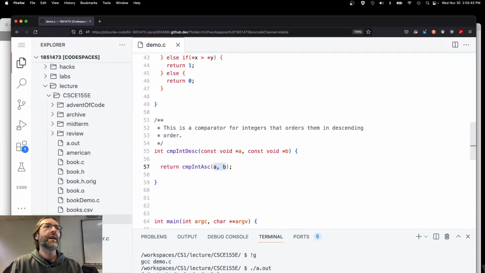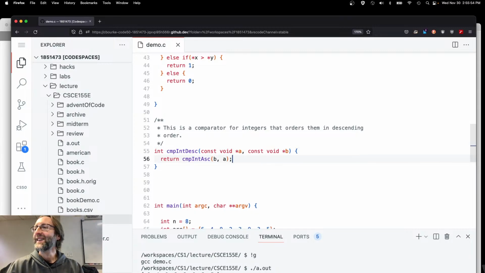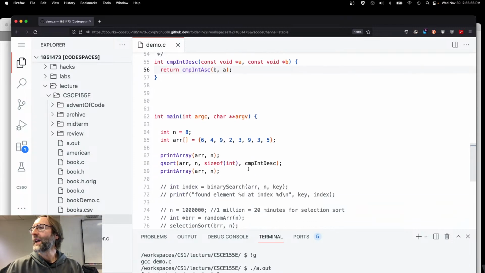Don't multiply at all. Don't negate at all. Just flip them around. There we go. And that's it. I don't think you can get any further than that. All right. Now let's go ahead and use that instead. Descending order. GCC. Run this. And now it's 996543332. Cool.